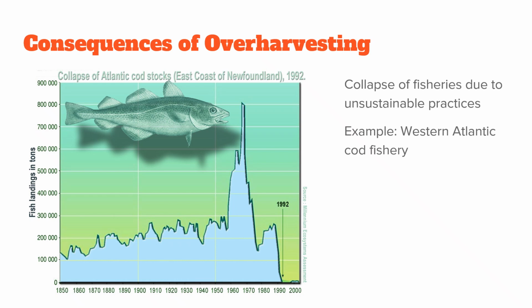Unsustainable harvesting can collapse entire ecosystems. The Western Atlantic cod fishery famously crashed after decades of overfishing, devastating local economies and marine food webs. Overharvesting can also target timber, bushmeat, or plants like ginseng, depleting populations faster than they can recover.